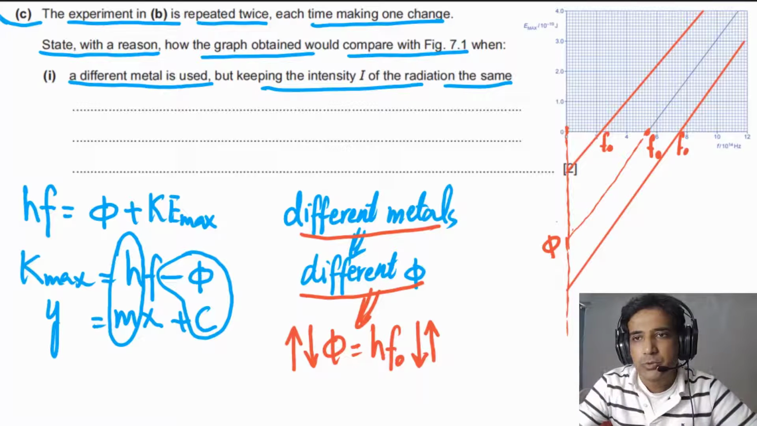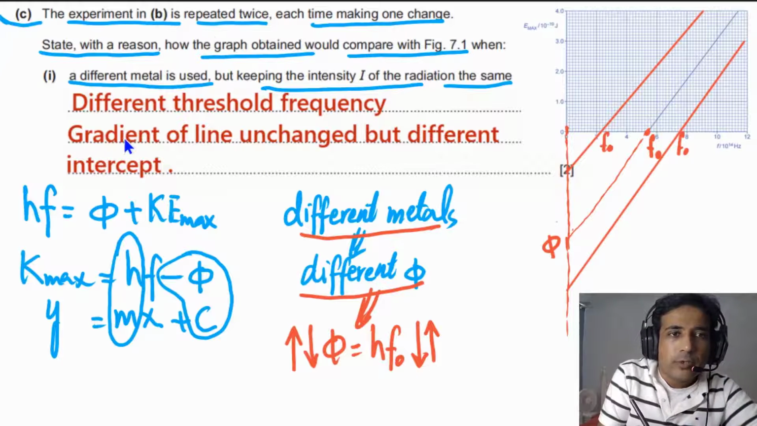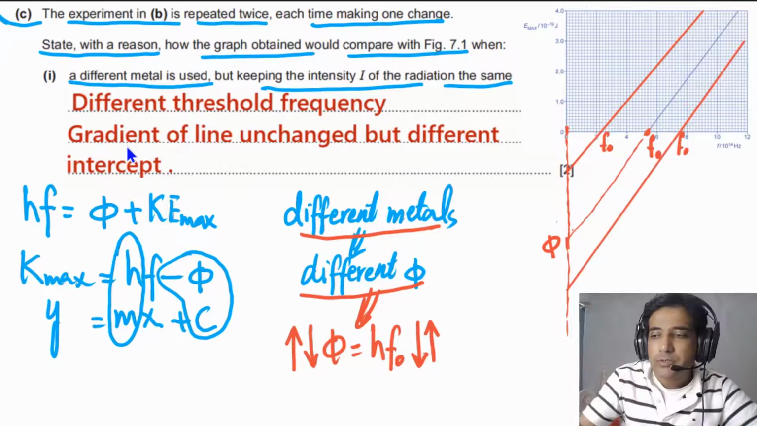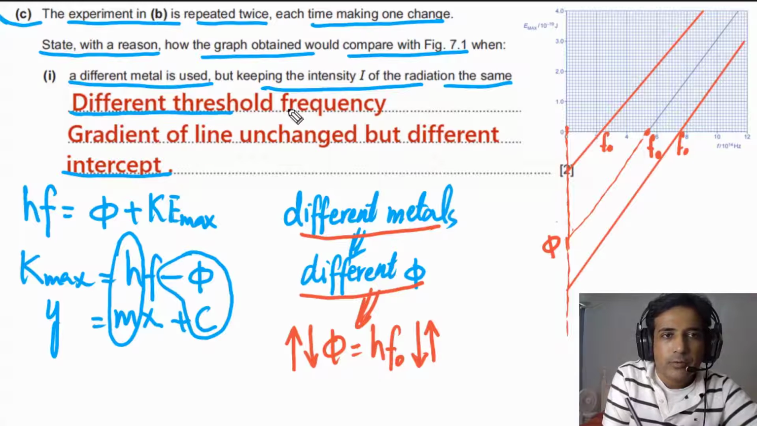So let me show you how you can write down your answer. In your answer, you can mention gradient of the line unchanged because gradient is equal to Planck's constant, but y-intercept is different because work function for different metals is different. Then this is the explanation. Different intercept. Why? Because different metals, they have different work function, or you can say different threshold frequency.